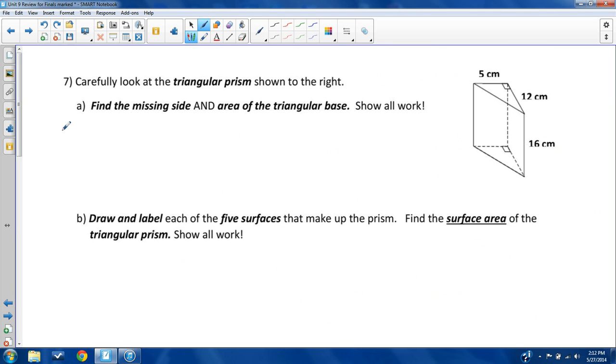Last page. Carefully look at the triangular prism shown to the right. Find the missing side and area of the triangular base. Show all work. So you don't even have to find the whole volume. We just need the area of the base. Well, we will have to, it looks like.